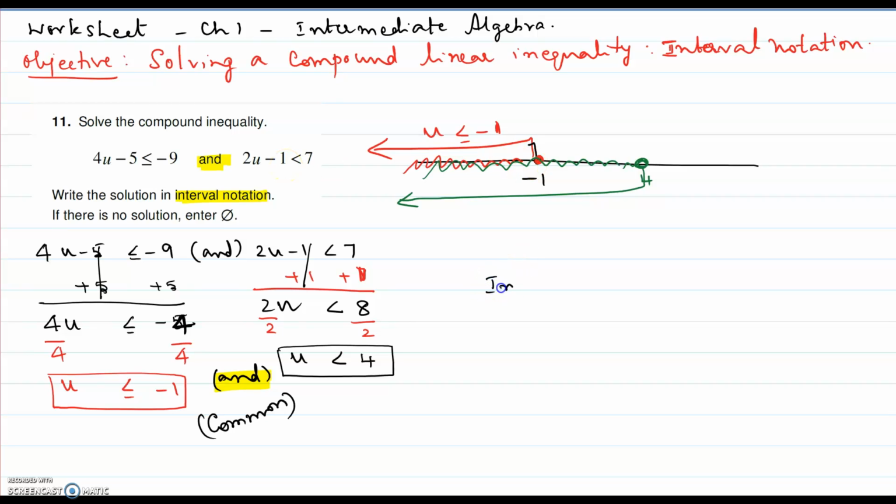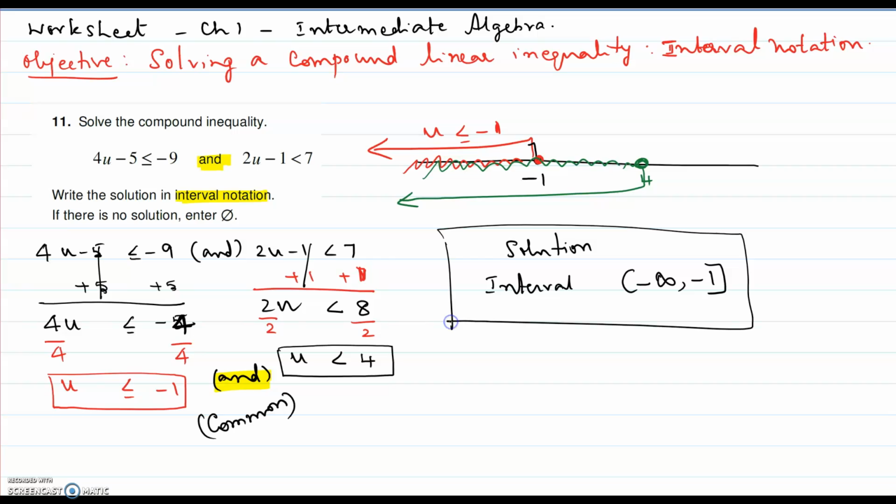So in interval notation, the solution is all to the left of negative 1. So it is negative infinity through negative 1. Negative 1 is included here. See that it is a solid dot over here. So it is negative infinity to negative 1. Negative infinity can never be closed, but because of the solid dot, negative 1 is closed. Hope this video helps.